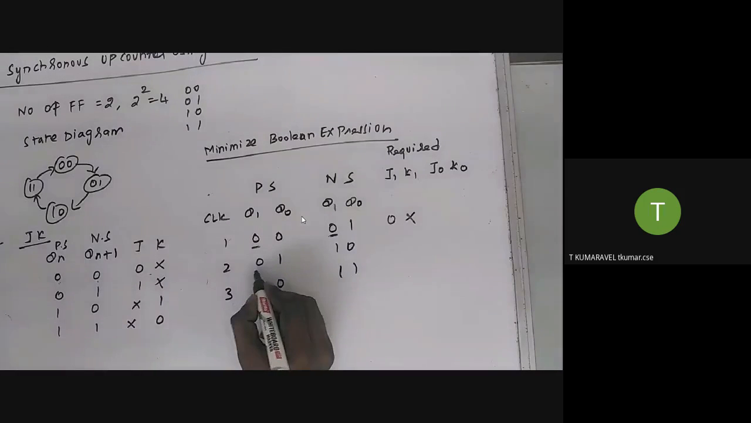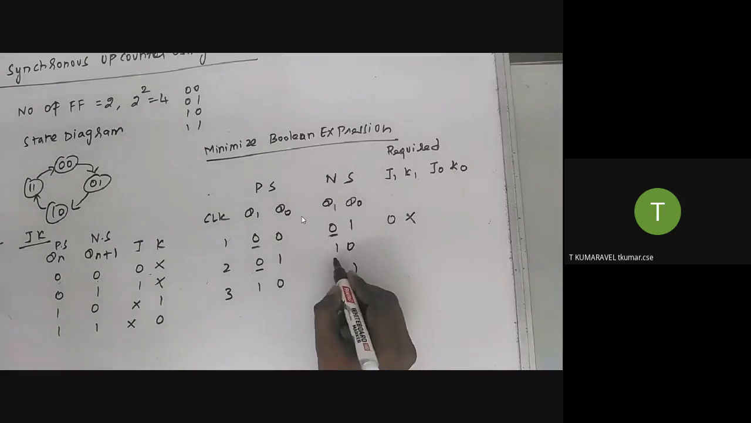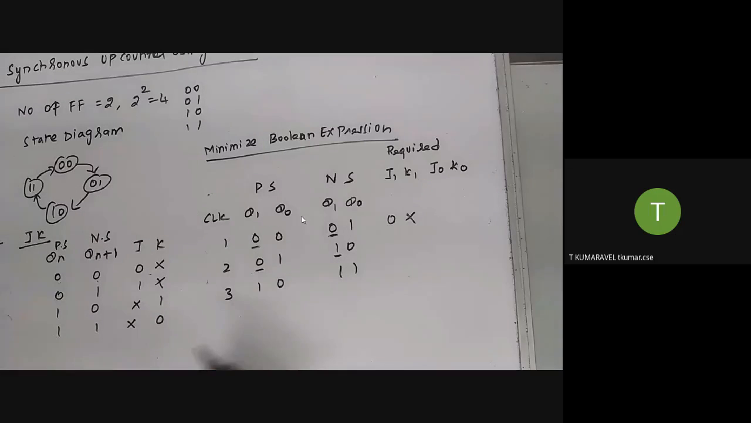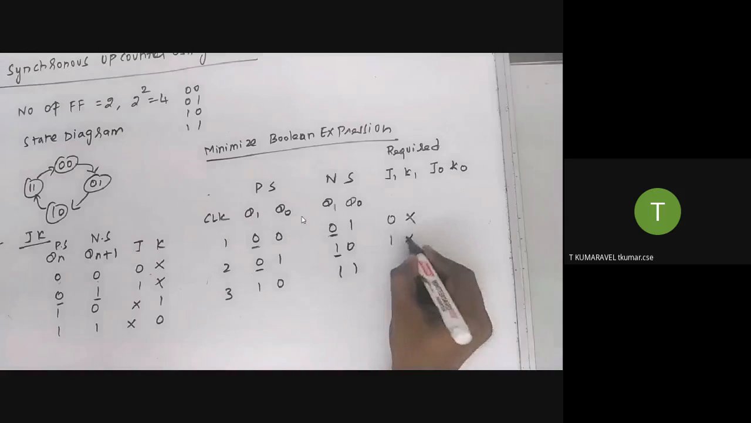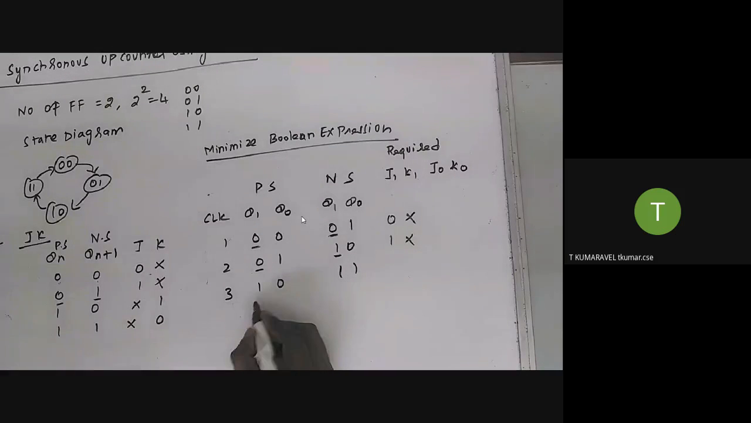Similarly, for example, next what happened? Next clock cycle, the Q1 state is 0, the next state is 1. Okay, look, how do you fill up the table? Go to the truth table of the JK excitation table. Previous state is 0, next state is 1. So what is the input combination? 1, X. 1, X. Similarly, 1, 1 in the sense X, 0.